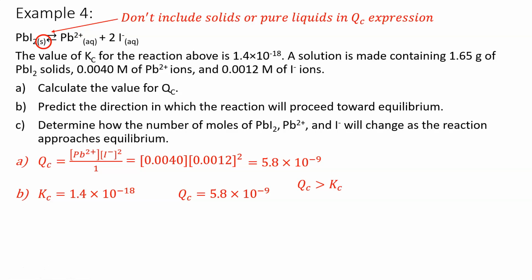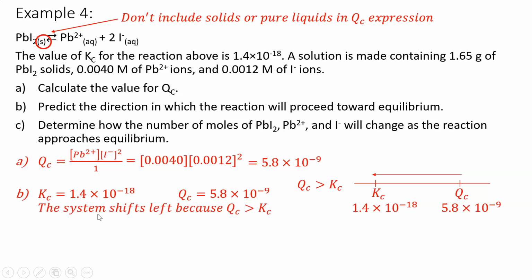So we could think of our number line again. Qc is the bigger number, over here on the right. Kc is on the left, so the reaction is going to proceed towards Kc. It's going to proceed left, which means we're going to create more reactants. It's the reverse reaction that is favored. The system shifts left because Qc is greater than Kc.